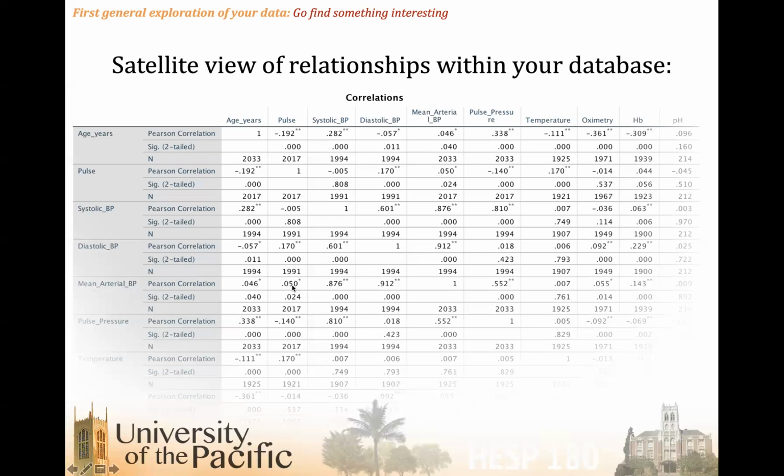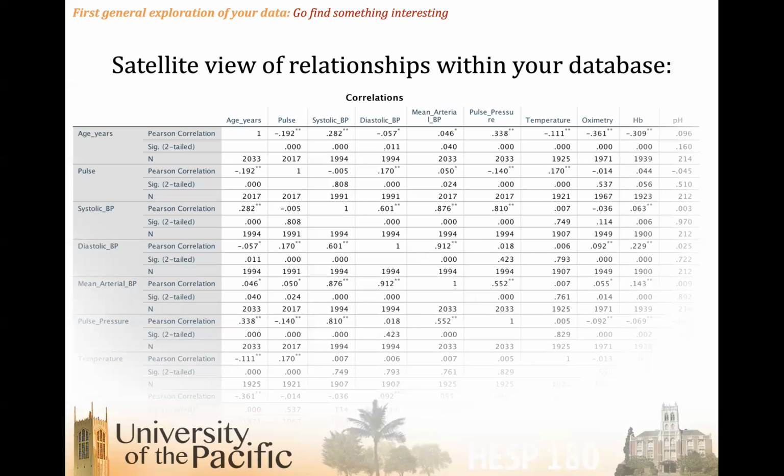So the rows are the independent variables, right? Columns dependent. No, it doesn't matter. Everything's everywhere. So every single row has age, pulse, systolic, diastolic. Every column, age, pulse, systolic, diastolic. Don't worry about independence and dependence here, because they're just correlations. Do these two variables move together?